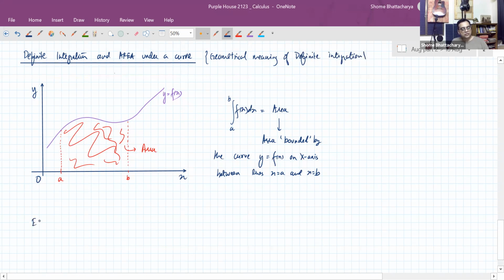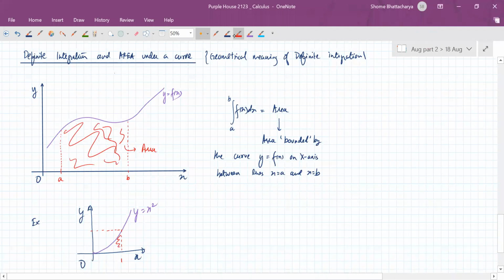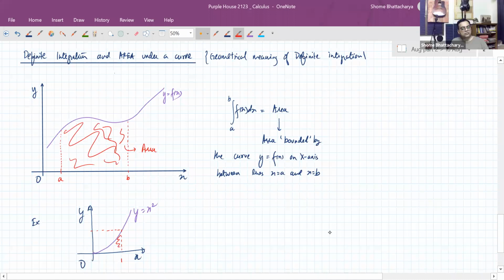Okay, so for example, if I'm talking about the curve y equal to x square, a parabola, let's say this point is 1. So this area, by integration, will be 1/3 square units. Whatever unit was used on the x and y axes, it becomes the square of that.